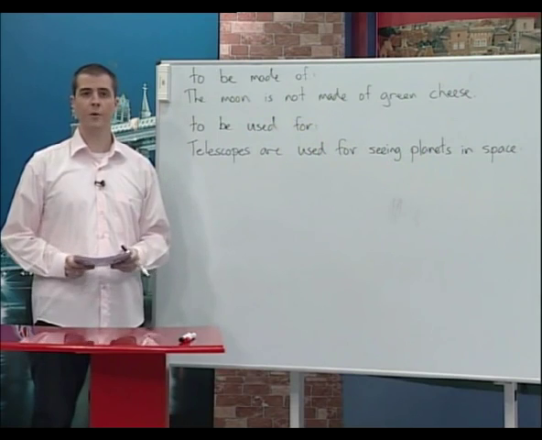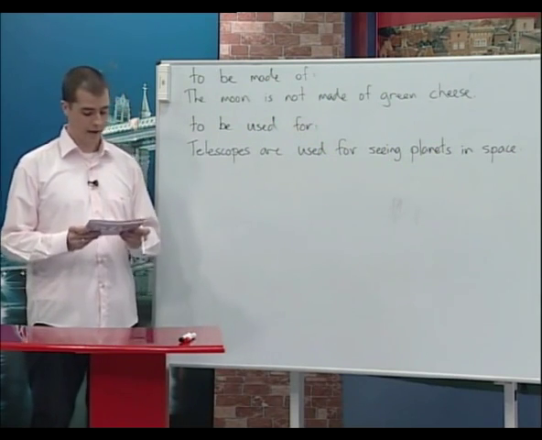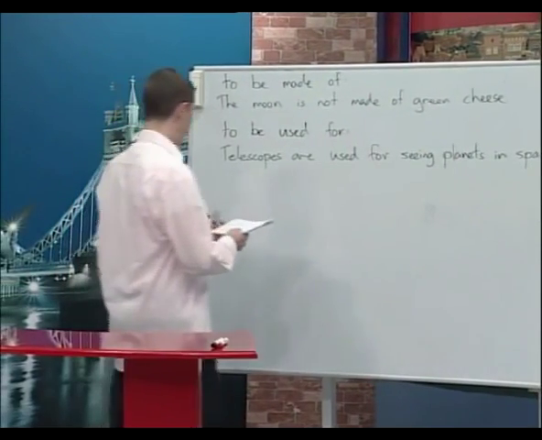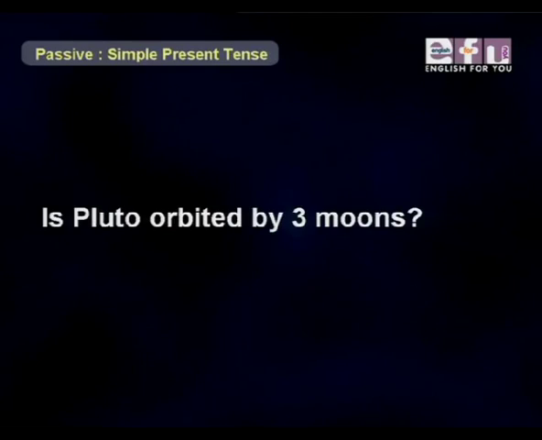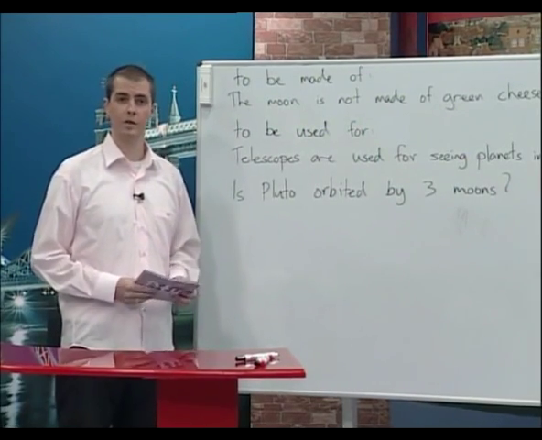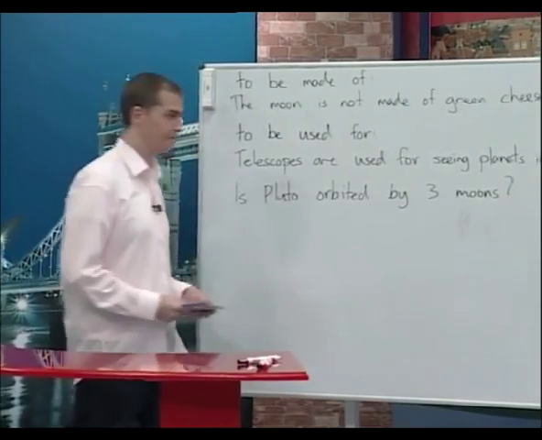And of course, we can make questions using the passive. And these questions begin with is or are. Here's an example. Is Pluto orbited by 3 moons? Is Pluto orbited by 3 moons? Well, let's practice these.